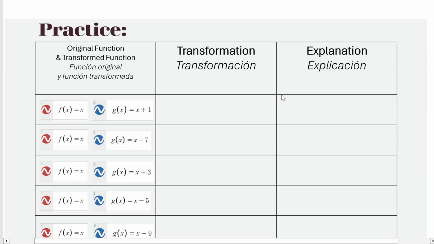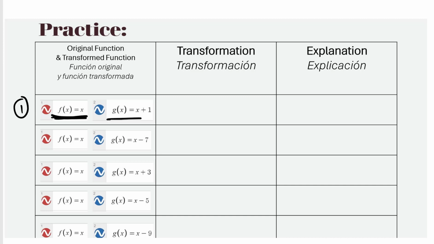All right, next one, we are going to practice. Here you're going to write the transformation, and here you're going to do the explanation. I'm going to do one example, and then you need to do the next 4. So, example number 1. This is the original. This is my new graph. So I have plus 1. The transformation is shift up 1 space.